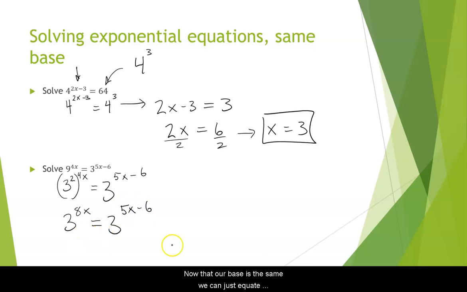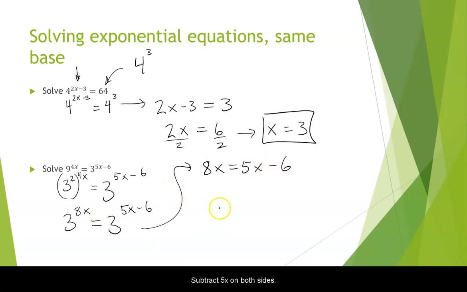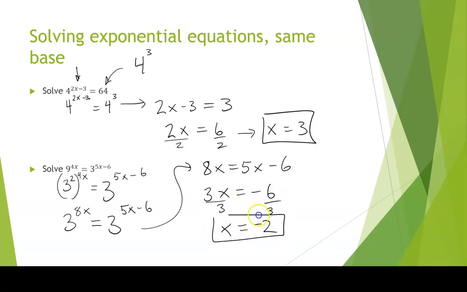Now that our base is the same, we can just equate those exponents, and we have 8x equals 5x minus 6. Subtract 5x from both sides, 3x equals negative 6. Divide both sides by 3, x equals negative 2. There's our final answer. Let's go ahead and do the check. It'll be the last thing on this video.